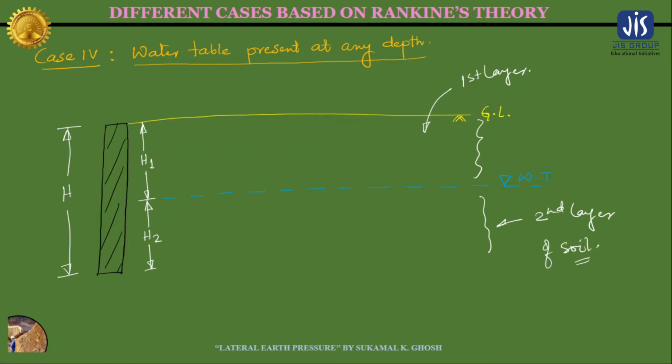So for the first layer of soil, let us consider the unit weight is gamma, and for the second layer the unit weight is gamma saturated, because the water table is present here. Now for this first layer, what will be the effective stress? So the height is h1 and the unit weight is gamma. So the effective stress is h1 into gamma. This is for the first layer.